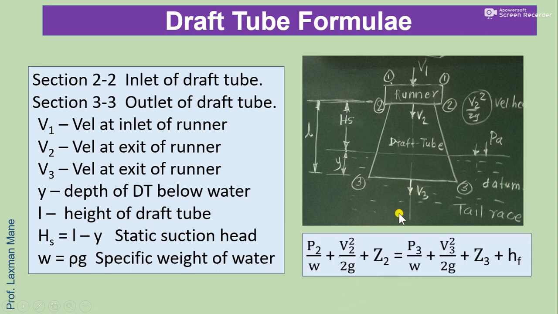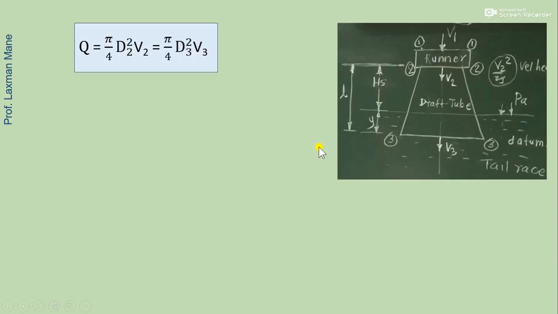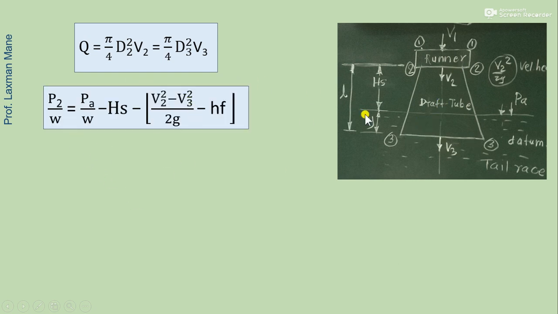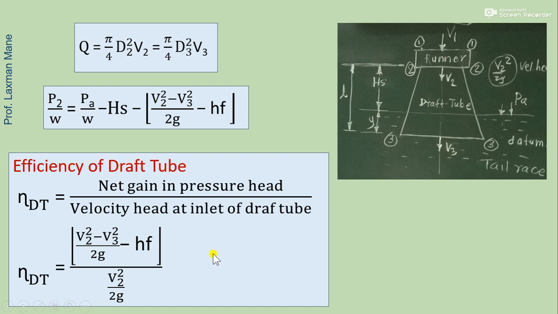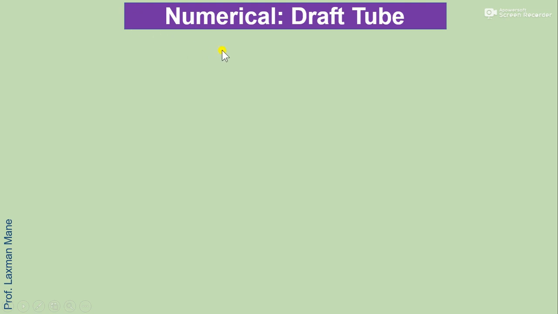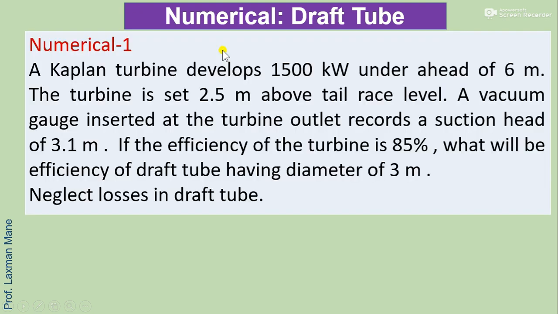Application of Bernoulli's equation between section 2-2 and section 3-3. Discharge formula for section 2-2 and section 3-3. Then pressure head at exit of runner and efficiency of draft tube. This is overall efficiency of the turbine. So let us see numerical on draft tube.